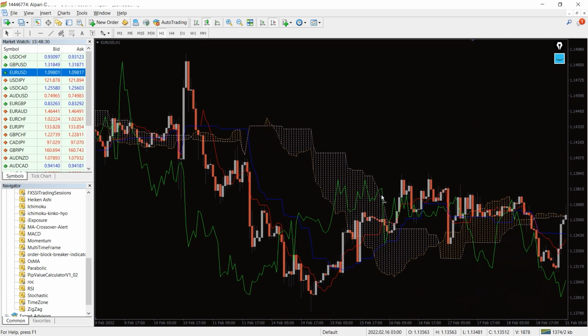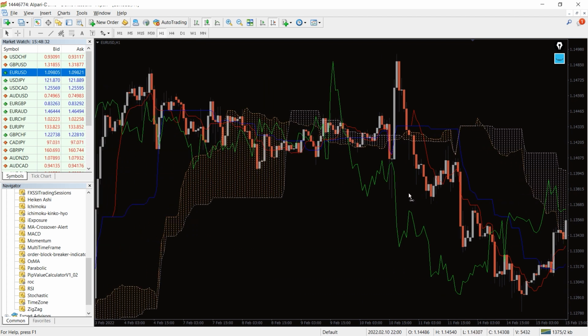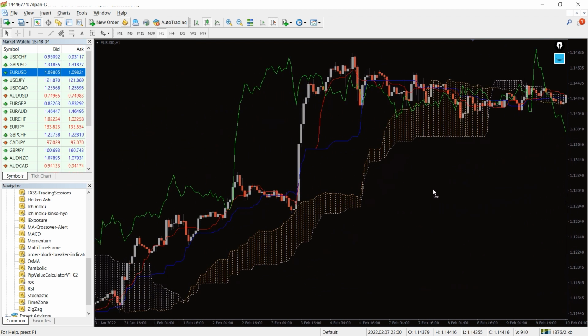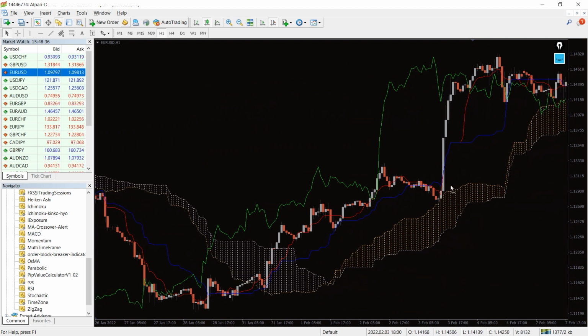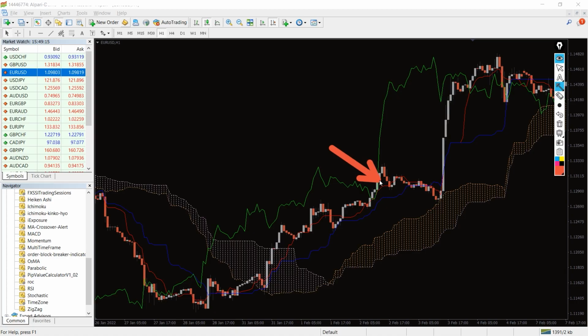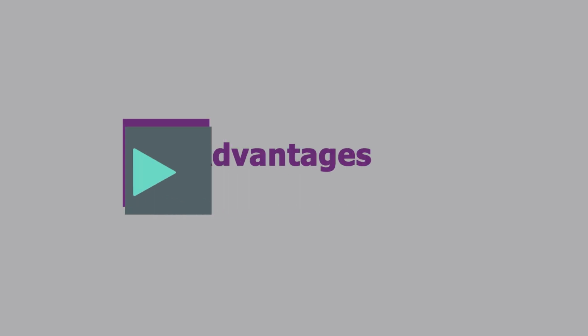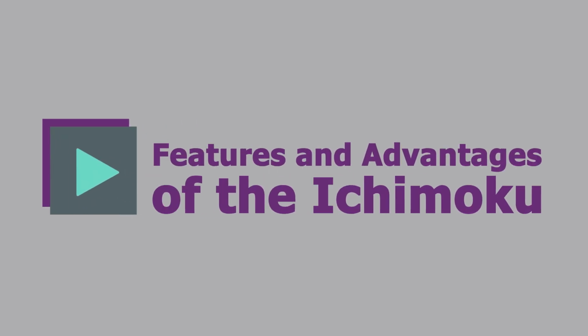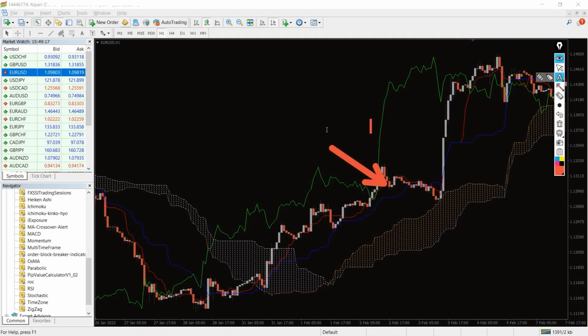A first glance at the Ichimoku may give novice forex traders the chills with its complex looks. But once you know what every line stands for, the indicator could quickly become a useful tool in your forex trading arsenal. Features and advantages of the Ichimoku. The Ichimoku comprises 5 components, with each line telling a different story.